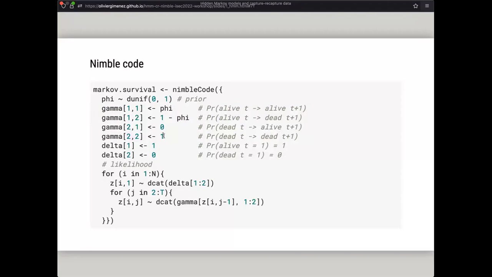And then we have the probability of initial states. We saw that we assume that everybody is released, all animals are released alive. So the probability of being alive at the first sampling occasion is one and zero of being dead. And then we go through a loop over all individuals, the n individuals. We start by saying that at the first sampling occasion, the initial states are distributed as a multinomial distribution or categorical distribution with probabilities, the deltas. So in our case, it's ones and zeros, but like I said, this vector will get a bit more complex for a more complex example that will come later on.